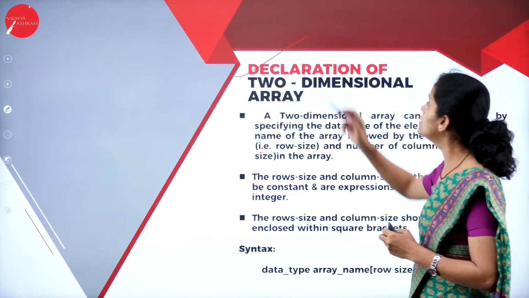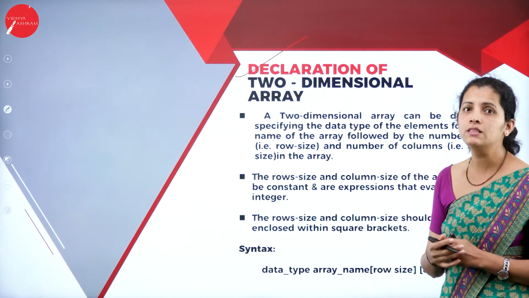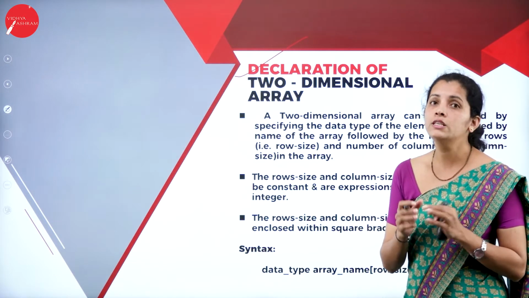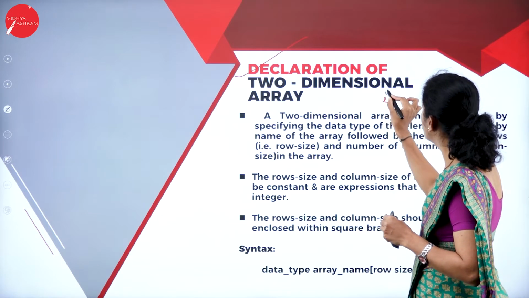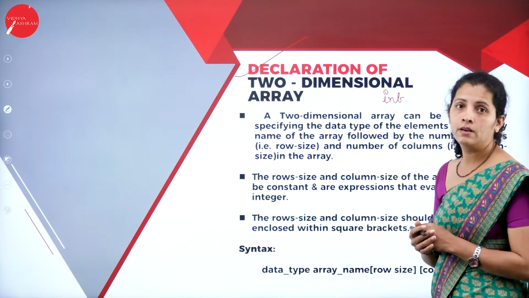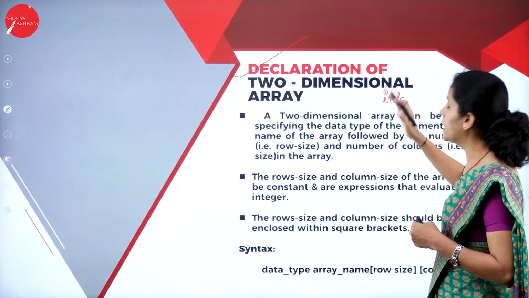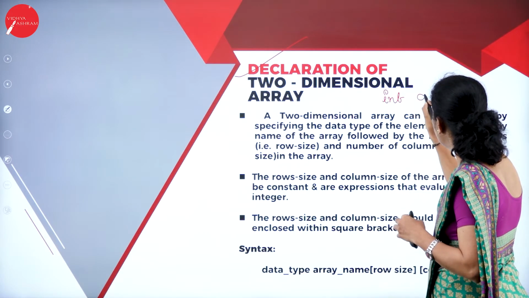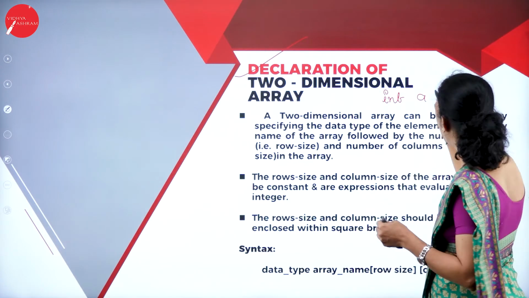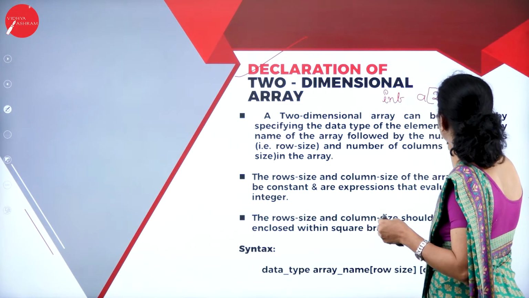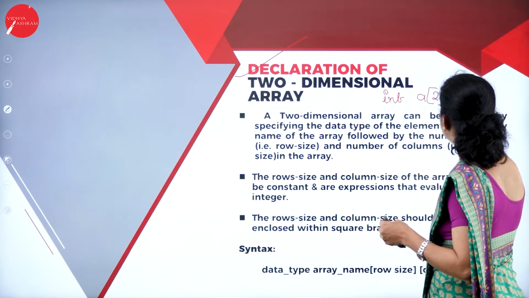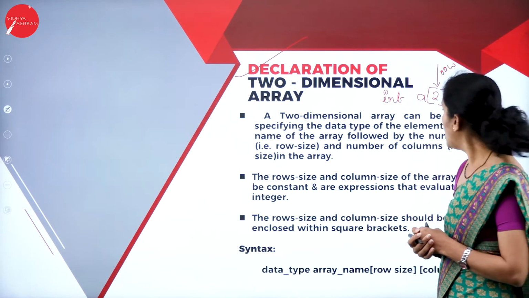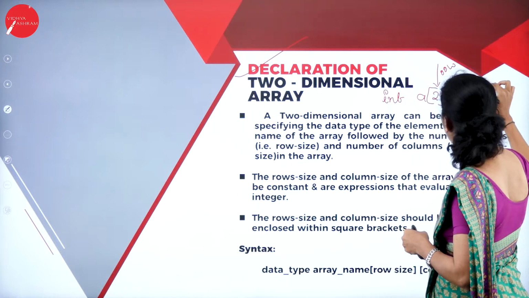Now the declaration of two-dimensional array, that means how can I declare a two-dimensional array? For that I need to follow the syntax. So at the beginning I'm going to have the data type, that is integer. Not only integer, I can consider any data type. Now I'm going to write the array name, it is A, and I'm going to specify the size. So here 2 represents number of rows, and here 3 represents number of columns.